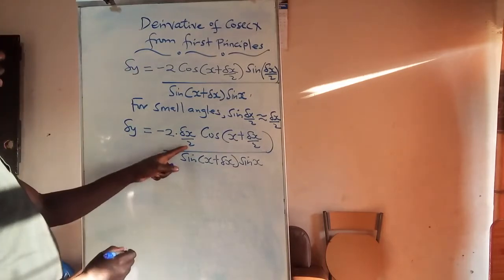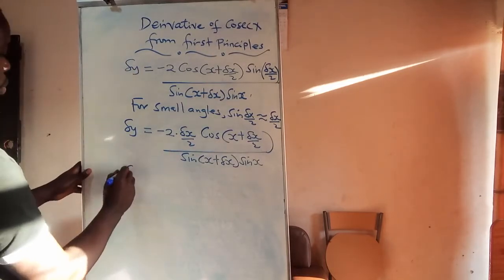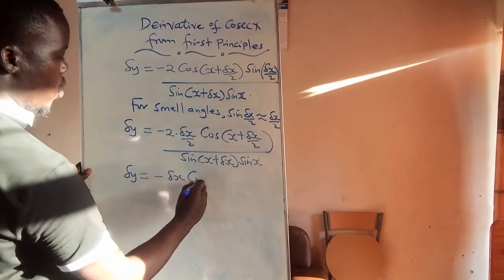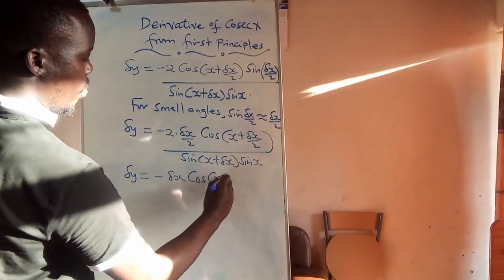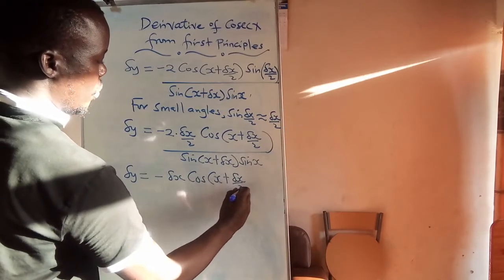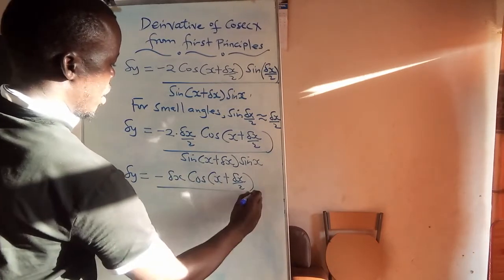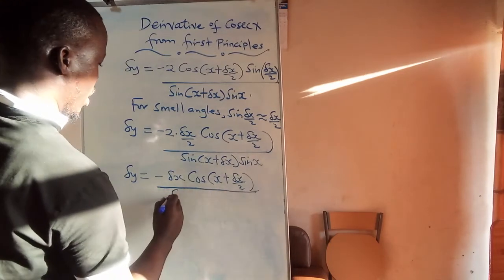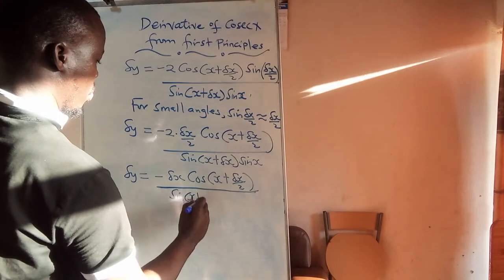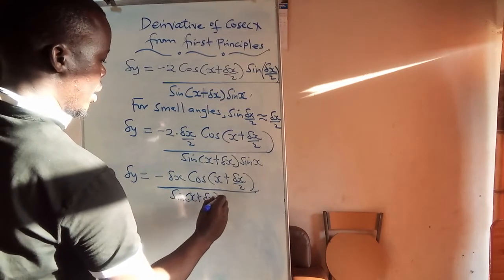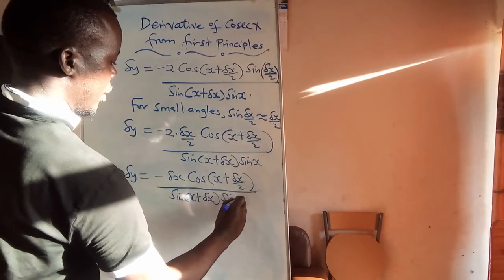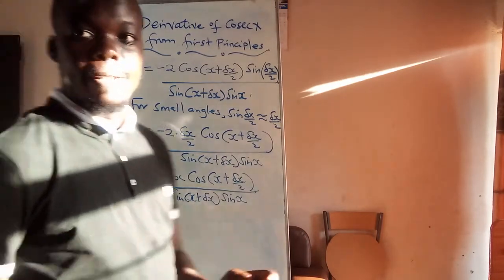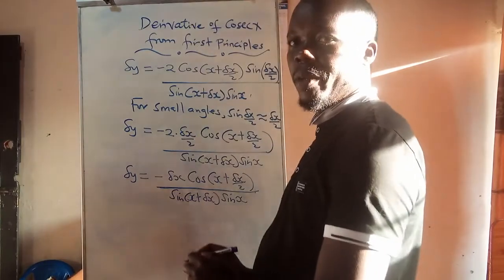Now from this level, we can see that the 2 can cancel with the 2. So that we have delta y is equal to minus delta x cos of x plus delta x over 2, all this divided by sine of x plus delta x, then sine of x. Now the next step is going to be dividing through by delta x, both sides.